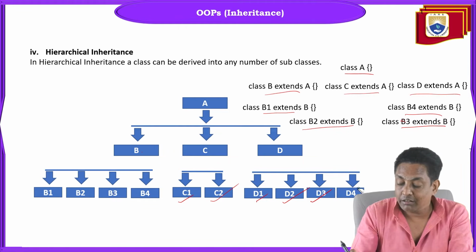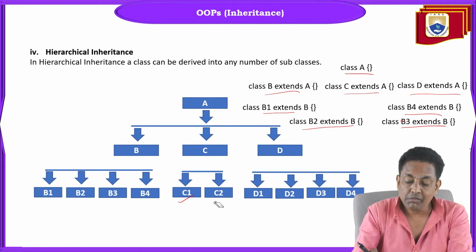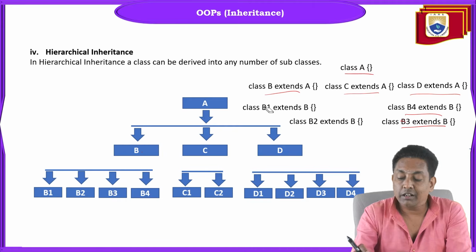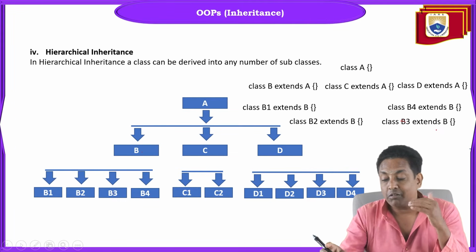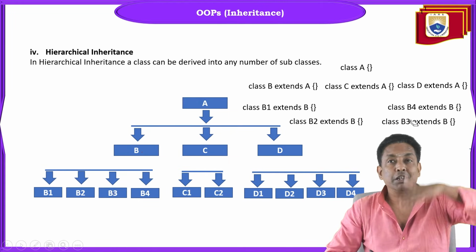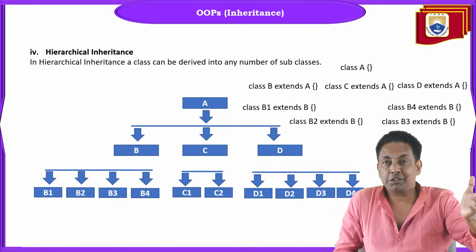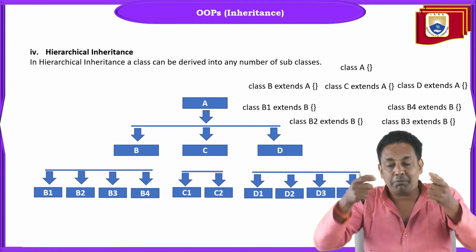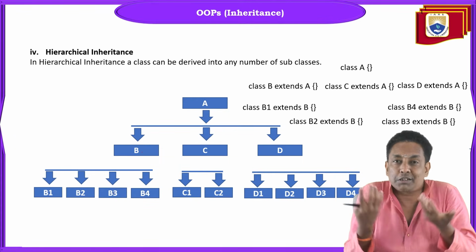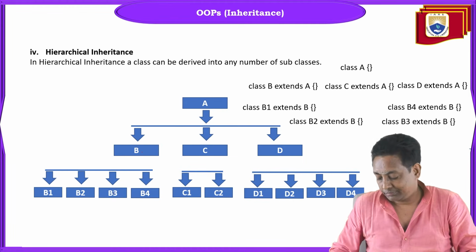Like that you write number of classes. So it looks quite opposite to multiple inheritance. In multiple inheritance, one child class derives from many superclasses. In hierarchical inheritance, one parent class is derived into many subclasses. That is natural, one parent class can derive into any number of subclasses. No parent class knows that count.